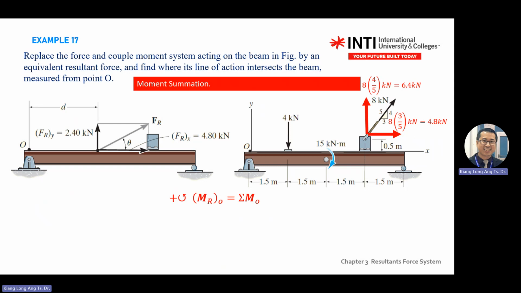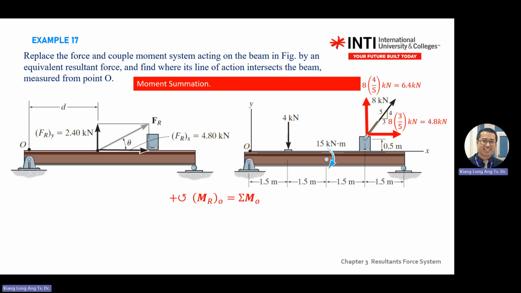This is a direct comparison between the two diagrams. This is the resultant diagram on the left, and this is the component diagram on the right, meaning before you break them. So you have the 4 kilonewton-meter moment, you have 6.4 kilonewton in Y, and 4.8 kilonewton in X.